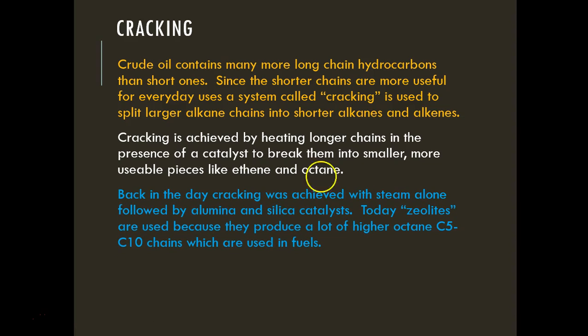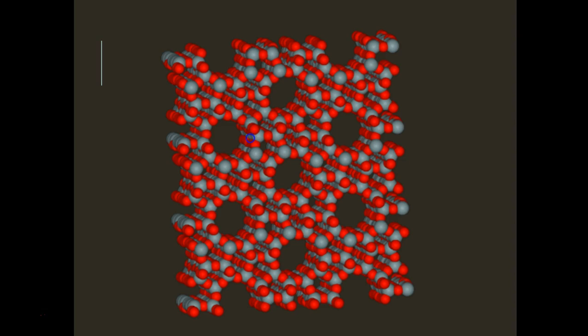So back in the day, cracking was achieved with steam alone, and they used alumina and silica catalysts. Today, the molecules are cracked and passed through zeolites. Now, the zeolites will produce a lot of higher octane 5 carbon to 10 carbon chains, which we know are useful in fuels like octane and gasoline.